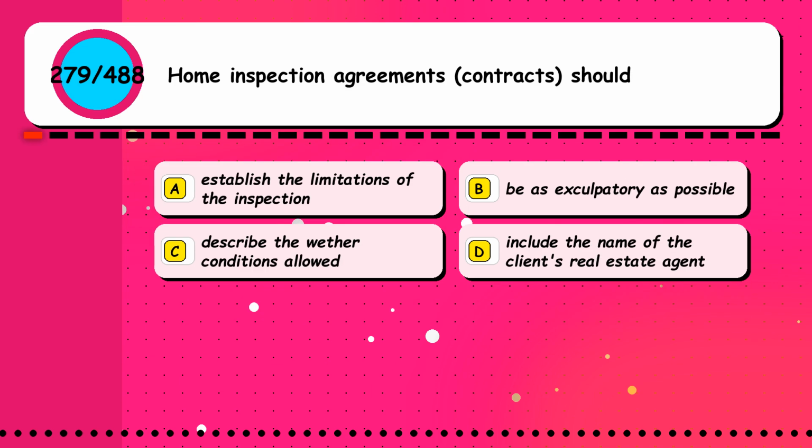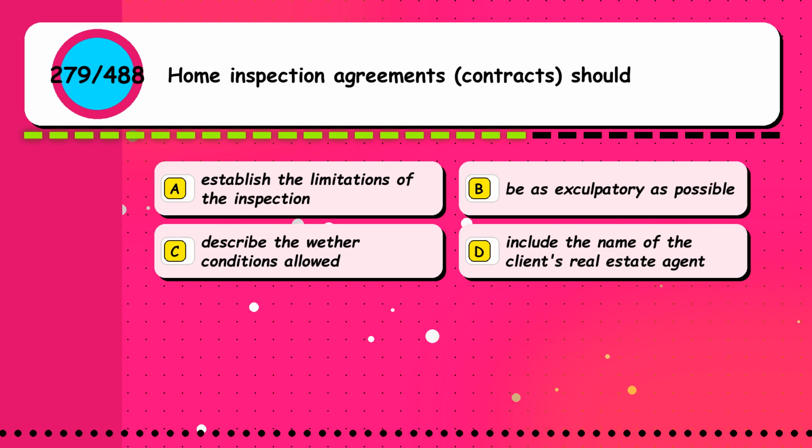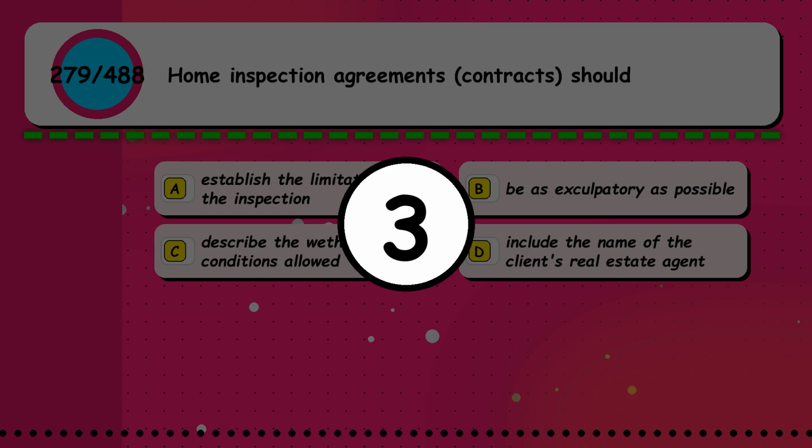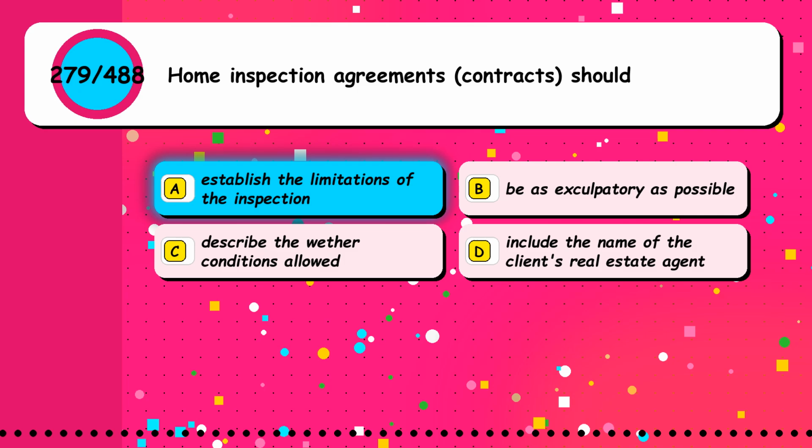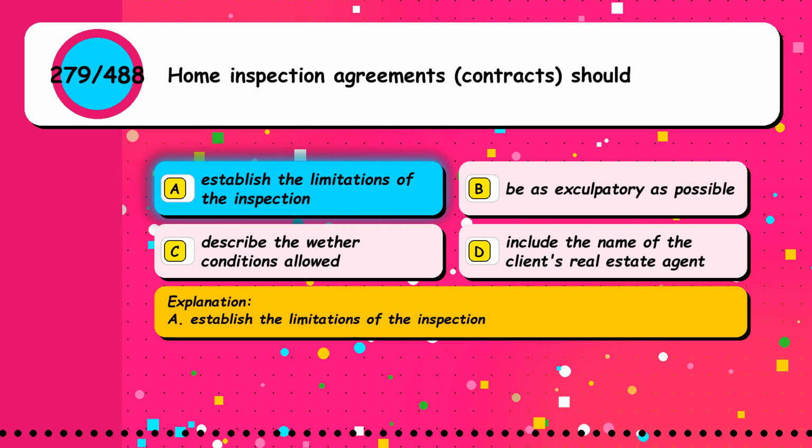Question 279. Home inspection agreements, contracts, should, option A, establish the limitations of the inspection, option B, be as exculpatory as possible, option C, describe the weather conditions allowed, option D, include the name of the client's real estate agent. The correct answer is option A, establish the limitations of the inspection.